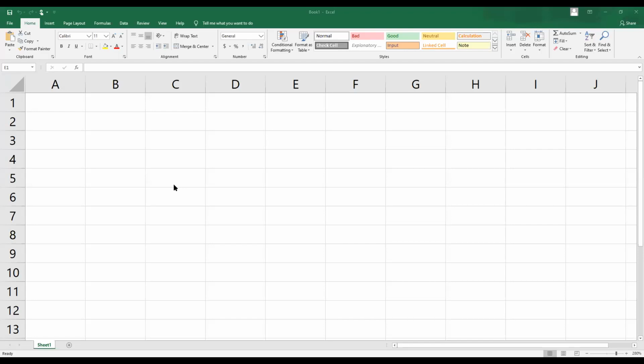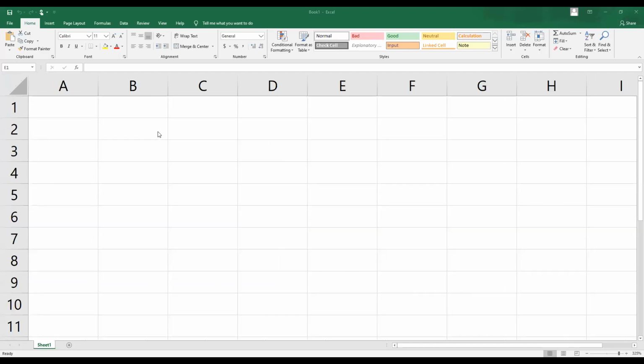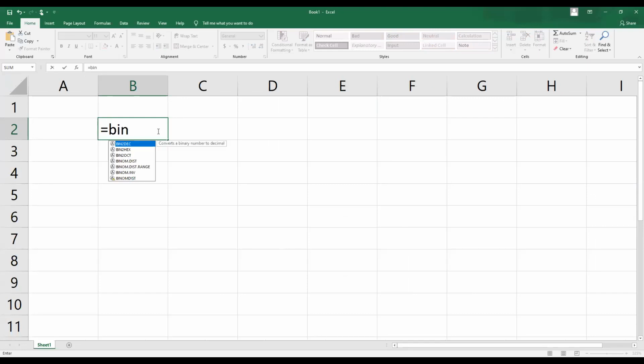We are going to continue binomial distribution by using Microsoft Excel. First of all, I want to tell you the function of binomial distribution. You have to enter equal, then BINOM.DIST. This is the key function. Excel will perform binomial distribution by using this function, equals BINOM.DIST.